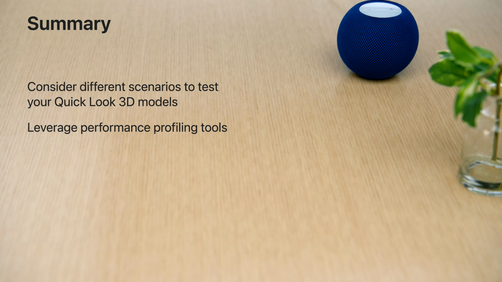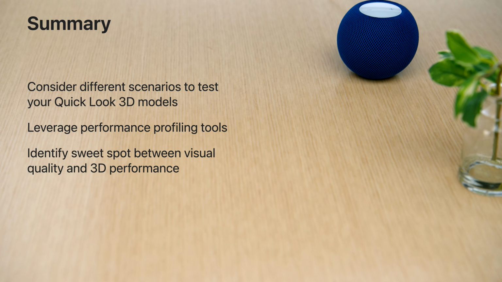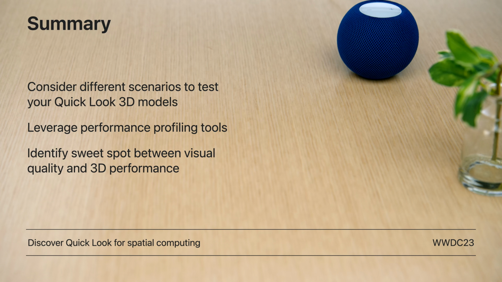As I have shared in this session, there are a number of tools available at your disposal, whether you want to check the visual quality of your content or find limitations that could impact your 3D performance. The sweet spot here is to find the right balance between having great visuals and ensuring a smooth Quick Look viewing experience at the same time. To learn more about Quick Look and how to make your 3D content available for viewing from apps and websites, please check out our other talk, Discover Quick Look for Spatial Computing.